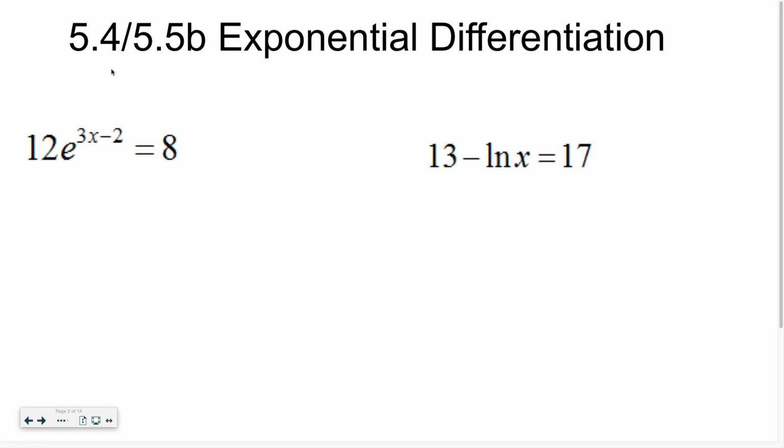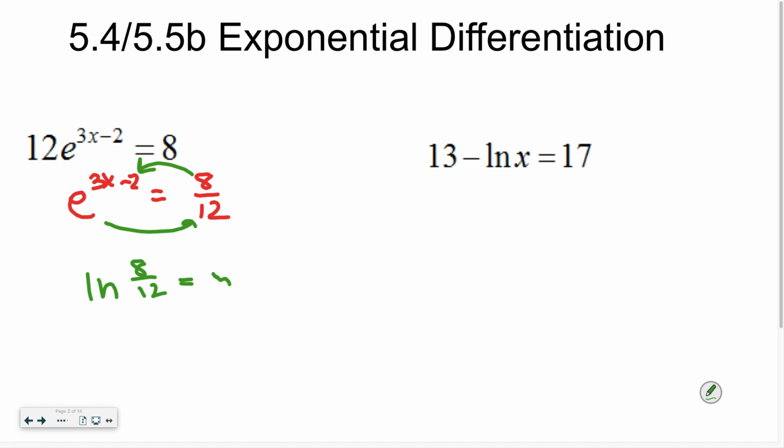12e to the 3x minus 2 equals 8. If we want to solve for x, what is our first step? Then what do we do? Okay. We have a variable in our exponent. If we want to solve for it, we would need to change forms. Log base e of 8/12 equals 3x minus 2.